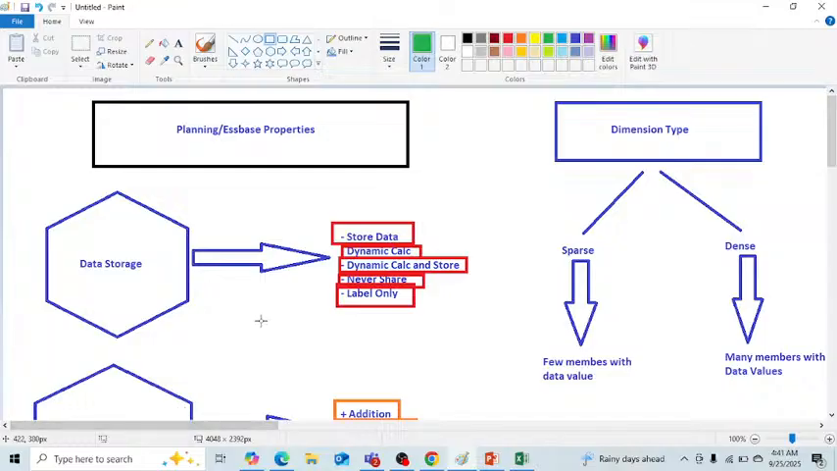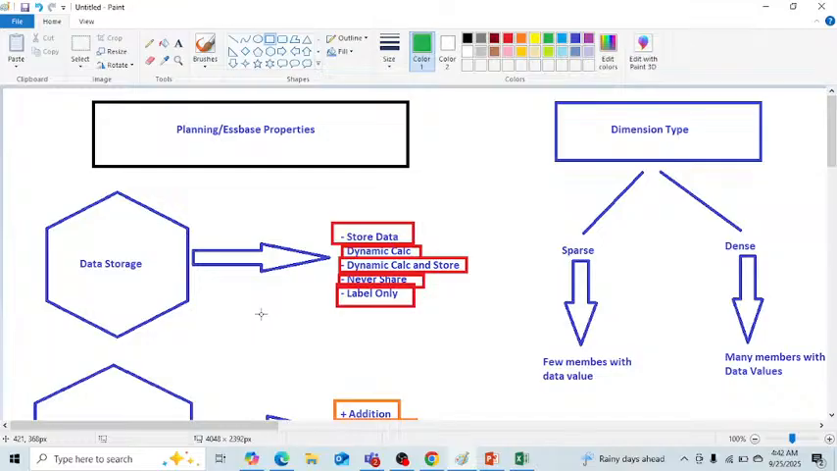So the first one is data storage. This property tells PBCS how to handle data at a specific member. We have different options under it, like store data, dynamic calc and store, never share, and label only. For the base level members, where you directly input or load data, think of a specific line item like electricity expense. It will store the data for it, so that's why we will keep it as store.